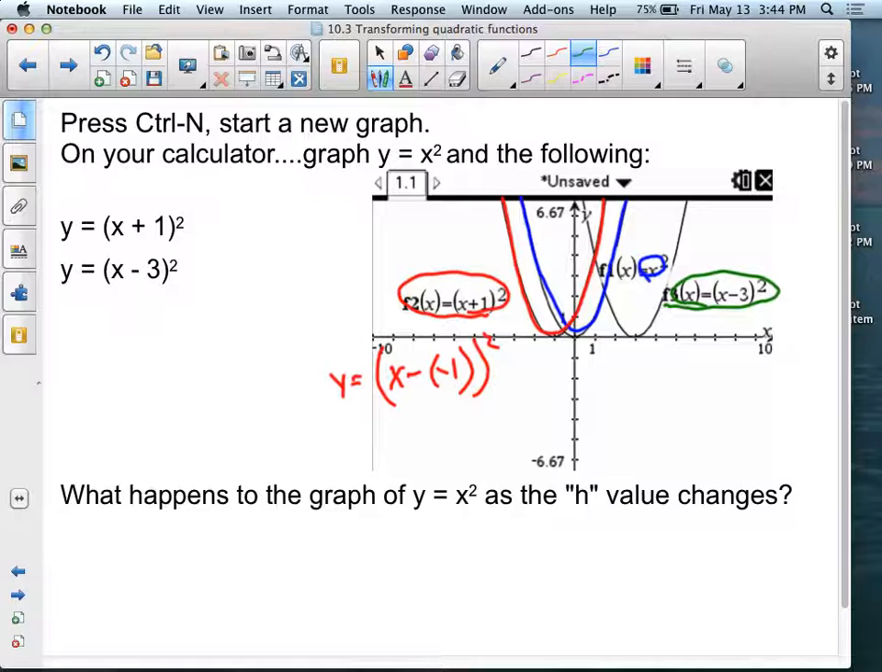For this green one here, we have that graph as well. So this tells us that it's x subtract the value 3. So positive 3 is the x coordinate of the vertex. That's why we move to the right 3. So you might remember that it's really x subtract the h value. That's something pretty good to think about: when we graph it, we really call it x minus h. So a couple questions for you. What happens to the graph of y equals x squared as the h value changes?